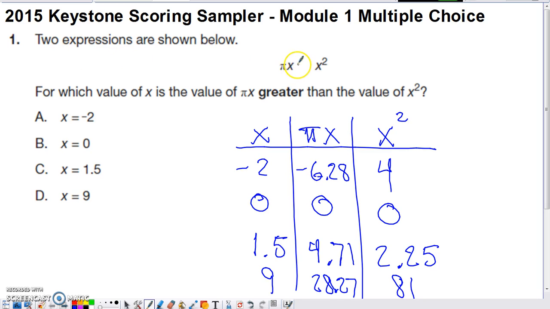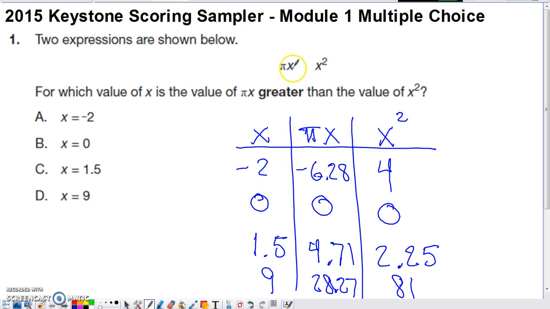Pi times x and x squared. For which value of x is the value of pi x greater than the value of x squared? So when is this greater than this? So what I did here is I kept everything organized in a little table. I realized that my answer was one of these 4 x's, so I made a column for those x's.